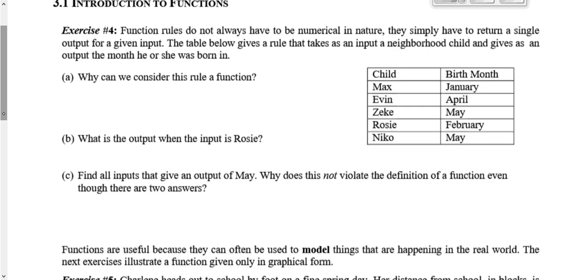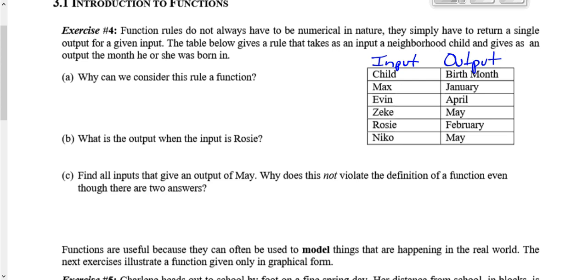So let's look at this thing here. We got a rule that takes an input, the neighborhood child, and gives an output of okay. So this is any given kid here for the input, and what's the output? First one. Yeah, so this is the output. This is not a function. Well, let's find out. Why can we consider this rule? Let me ask you a question.